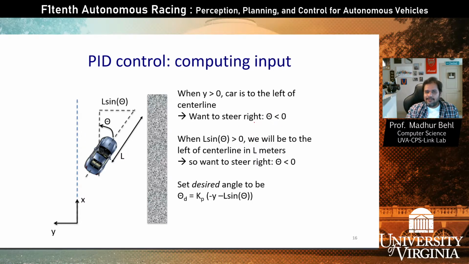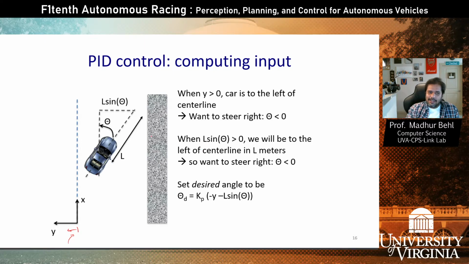Why do we add a negative here, and why does this work? Because let's consider this example. When y is positive, meaning your car is towards the left of the center line, that's the y positive, we want to steer right, meaning we want our phi to be less than 0.